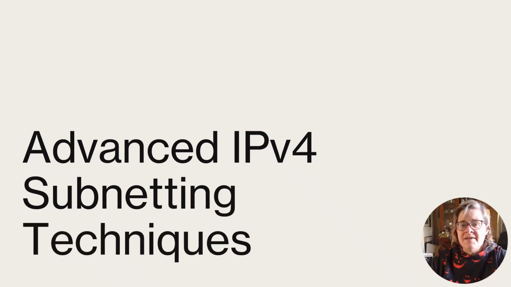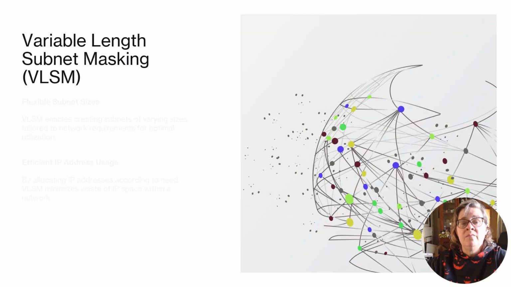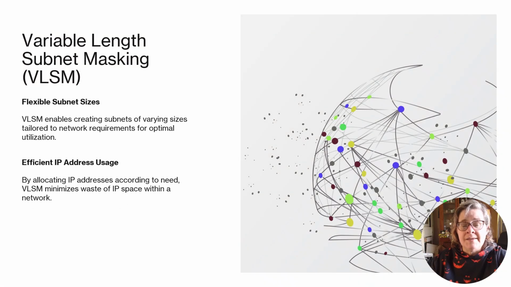Delve into advanced subnetting methods using variable length subnet masking, or VLSM, to enhance address utilization and considerations for enterprise network environments. VLSM allows for subnets of different sizes within the same network, enabling more flexible and efficient use of address space based on specific needs. And certainly that is preferable.